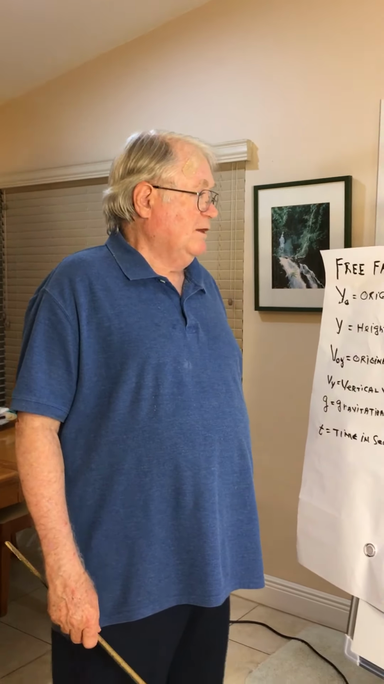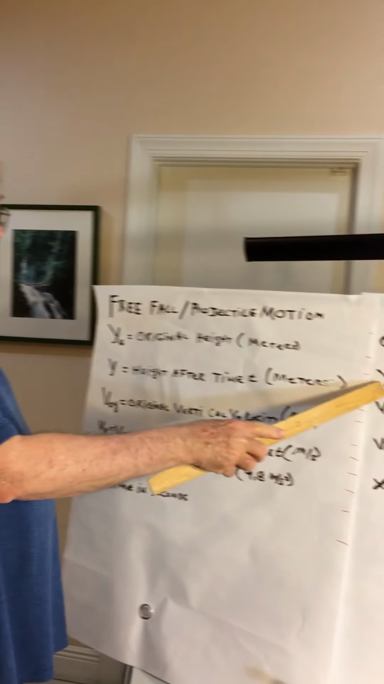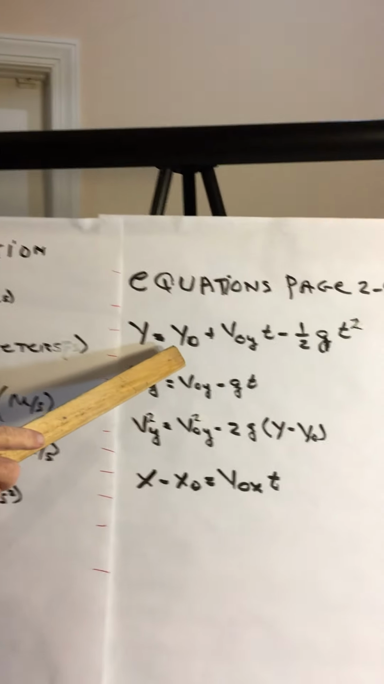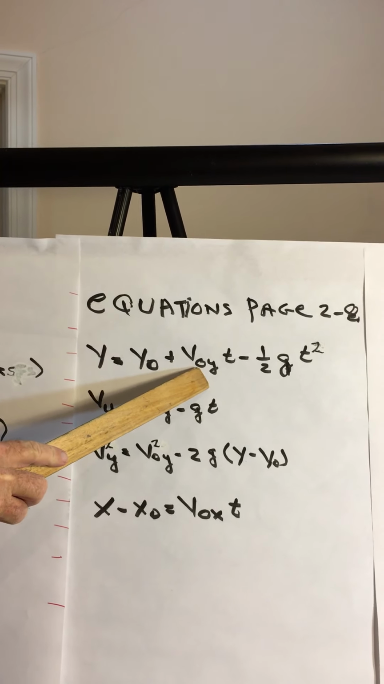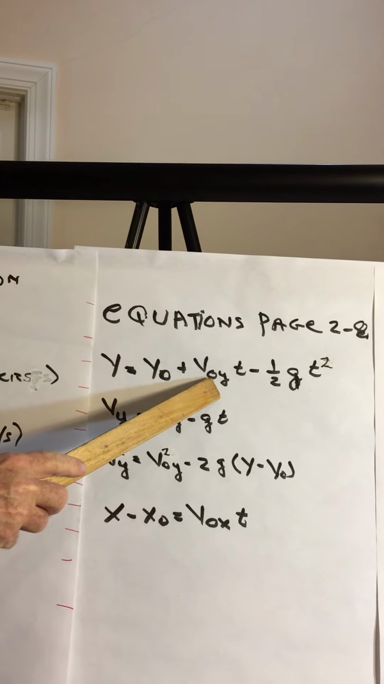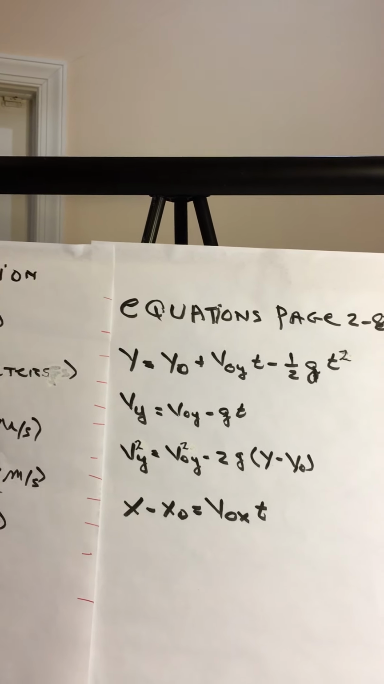The equations are very similar to what we had in the first part. Instead of x, we use y. So where this would have been x before, now it becomes y. y sub 0 is the original height. v sub 0y instead of v sub 0x. t, and g is the acceleration due to gravity.